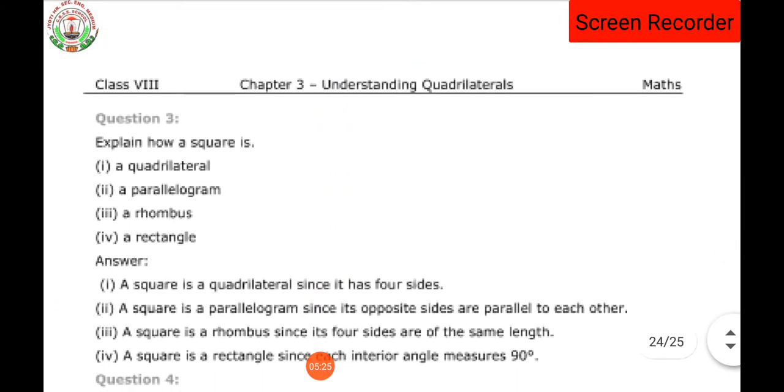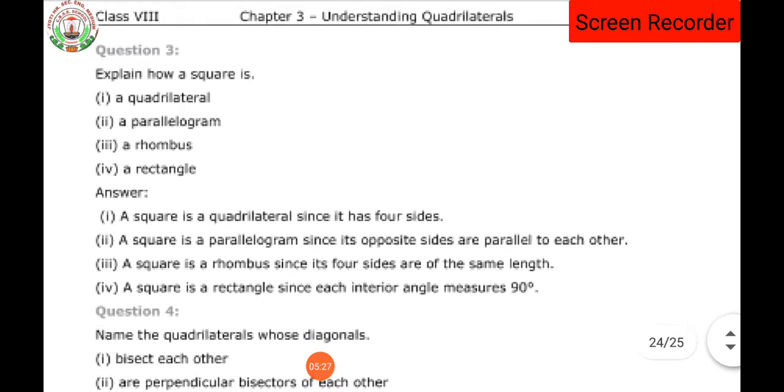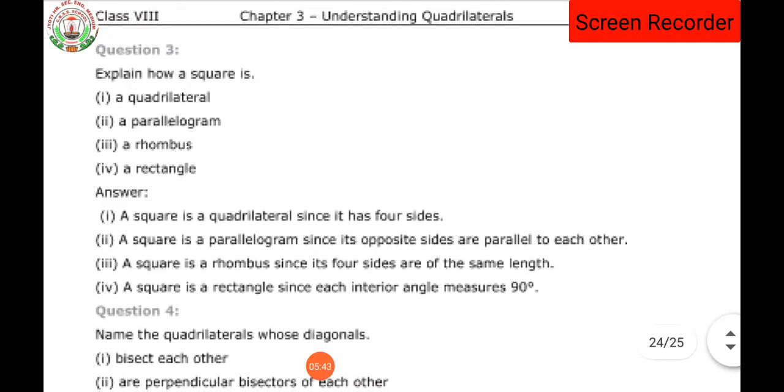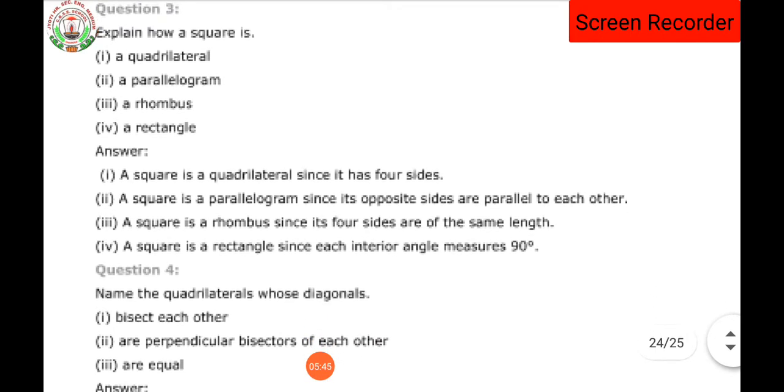Next we are going to see question number 3. What is said in question number 3? Explain how a square is a quadrilateral. That means you have to give the reason why a square is a quadrilateral, why a square is a parallelogram, a rhombus and a rectangle. So the answers are given here. A square is a quadrilateral since it has 4 sides.